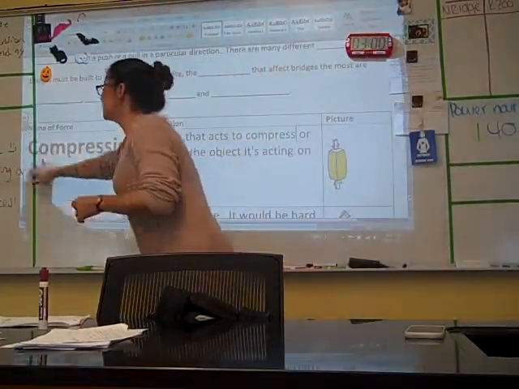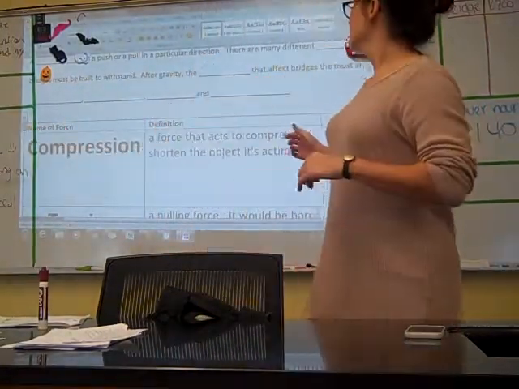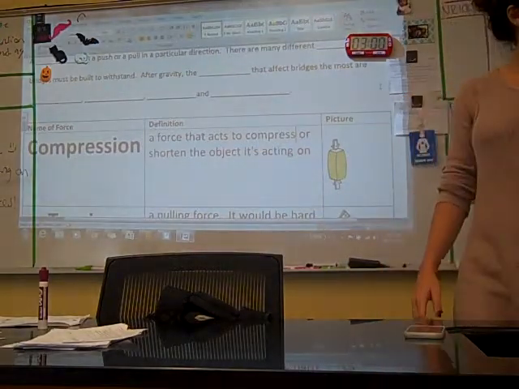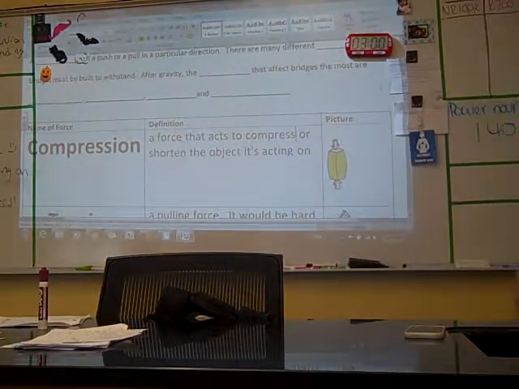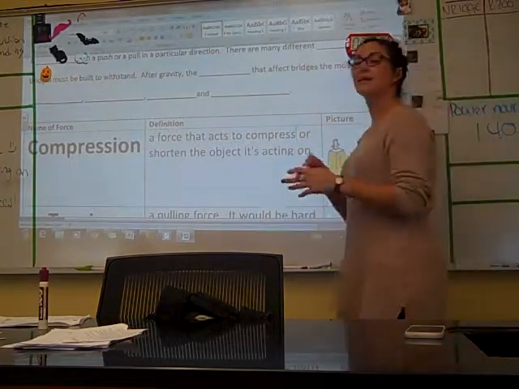Read the definition of compression. Everybody say compression first. Compression. Compression. Go, Emmy, nice and loud. A force that acts to compress or shorten the object. Right. So this affects a lot of things, not just bridges.